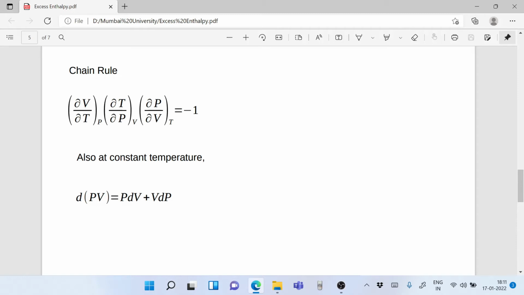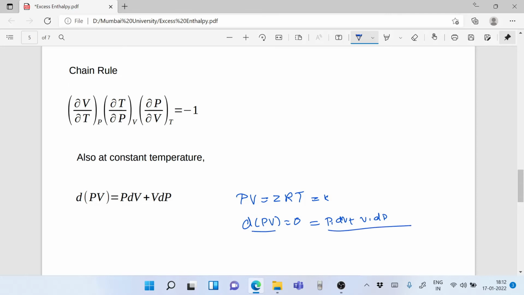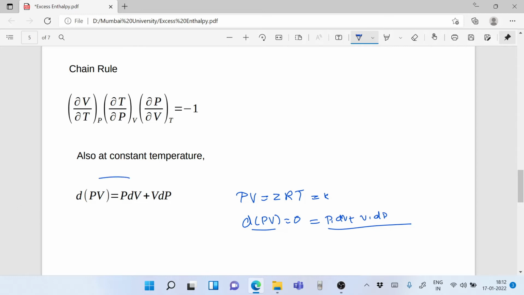Now where does this equation exactly come from? Well, we all know that for any fluid PV is equal to ZRT. Now, when I say fluid, it will be a liquid and a gas. Whenever you refer to the term fluid, it's actually liquid and gas. Now, at constant temperature, this is a constant. Okay, if this is a constant, we can write dPV, which is going to be equal to 0, of course, is going to be equal to P into dV plus V into dP. So this is what the equation is here.